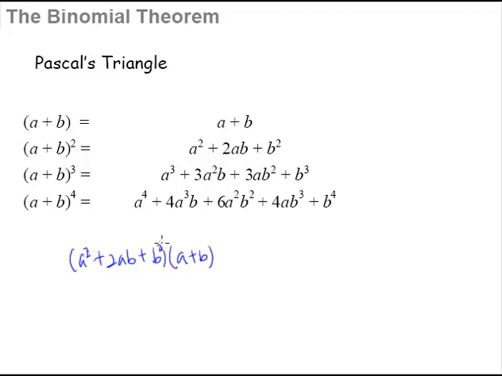You're going to take your a squared multiplied by a, and so on and so forth. You're going to expand everything. Now you will get a cubed plus 3a squared b plus 3ab squared plus b cubed. Now if you were to go on doing it for the next power, you will get this term.